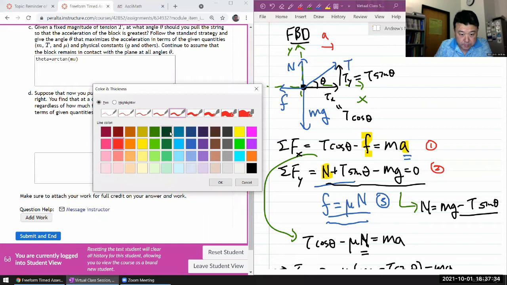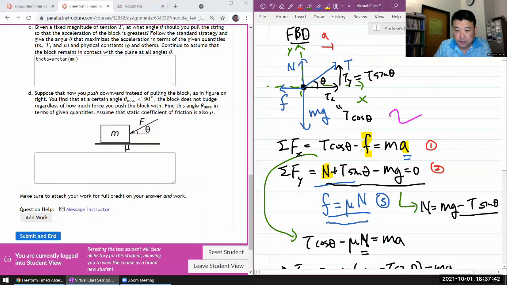Let me just do it. I need a newly colored pen that doesn't look like anything else. Okay, maybe this. So I think if I just take a t and replace it with a minus t, that accomplishes reversing the direction of this force. And I think everything else will follow. So let me try that.